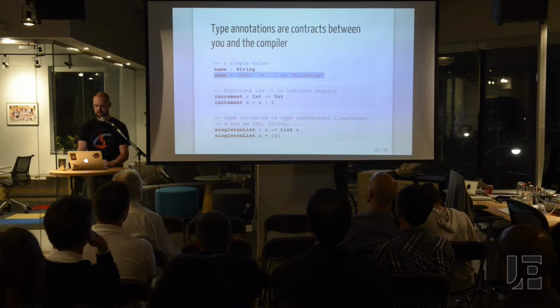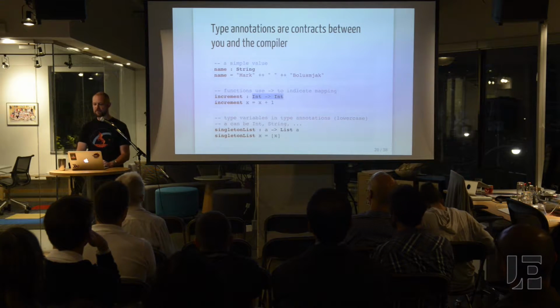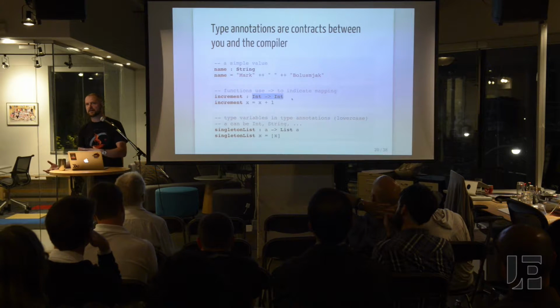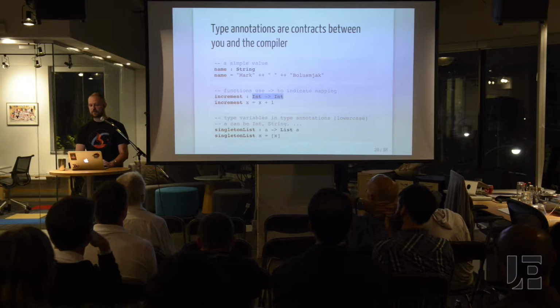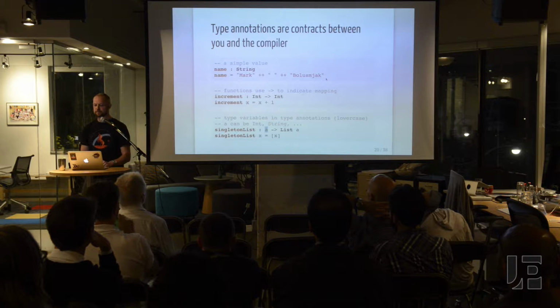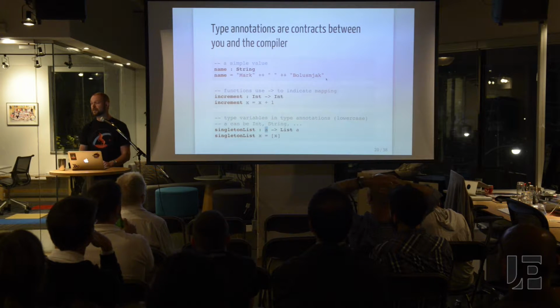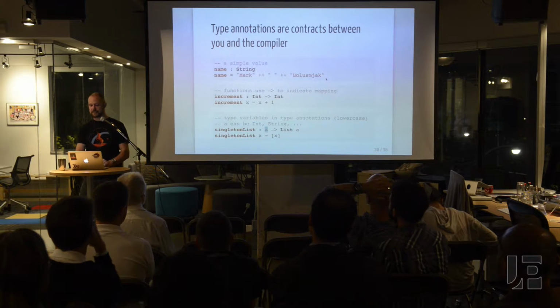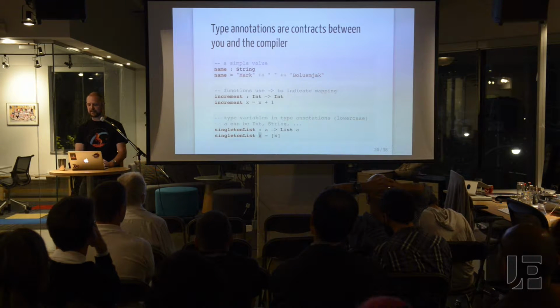And if for some reason I screw up and it's not a string, the compiler will call me on it and help me out. Again, we saw functions use the arrow to indicate mapping. So increment takes an integer and it gives another integer. Of course, we implement it by adding 1 to the value. In a type annotation, a type can be a variable. We know it's a variable because it's lowercase. And so singleton list takes a value of any type, and it gives us a list of that type.